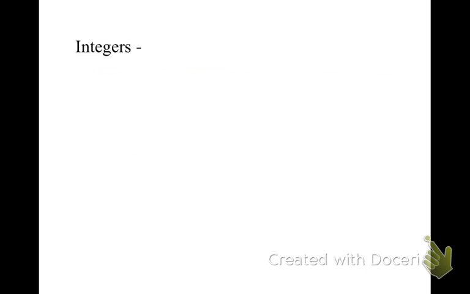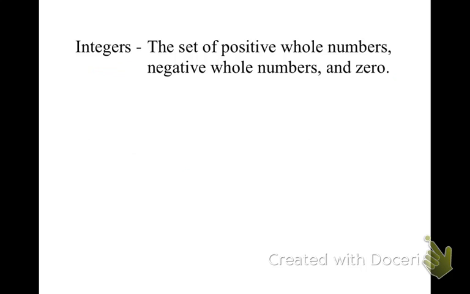So the first vocab we're going to go over is integers. Integers are the set of positive whole numbers, negative whole numbers, and zero. So the key thing here, ladies and gentlemen, is that we are dealing with positive values, negative values, and also zero. So go ahead and write this down in your notes.